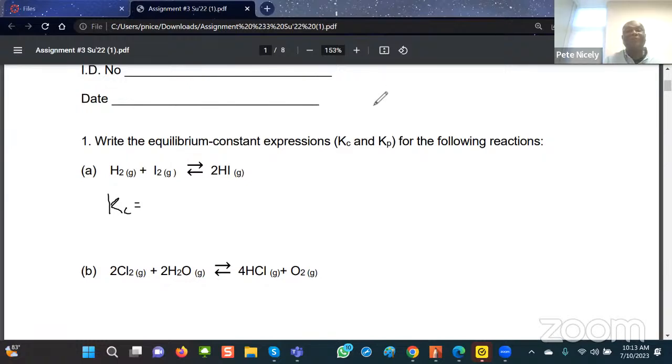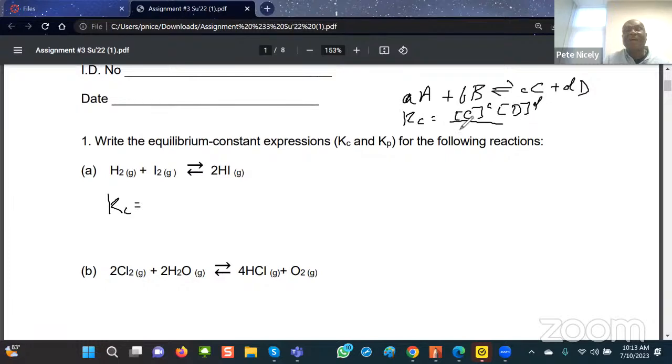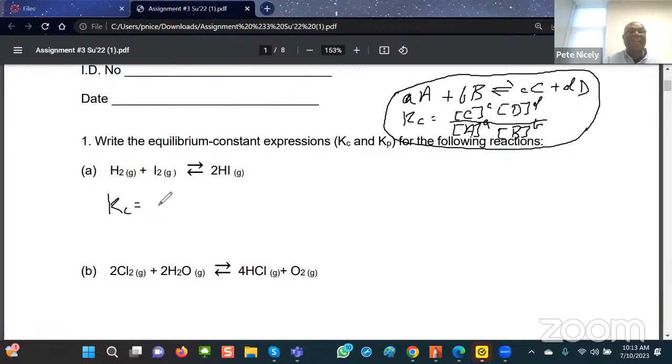Let me remind you, for the reaction aA plus bB to give cC plus dD, Kc will be equal to the concentration of C raised to the c times the concentration of D raised to the d, all divided by the concentration of A raised to the a times the concentration of B raised to the b. This is what you're going to use as your guide for answering 1A.